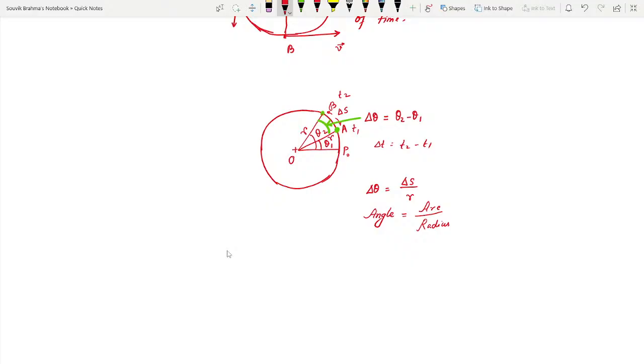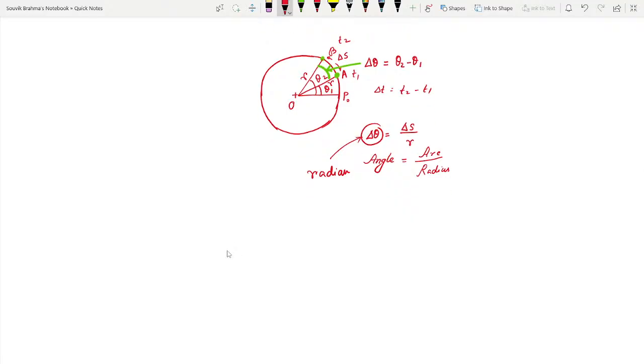Now, see what will be the unit of this angular displacement, that means this delta theta. The unit should be in radian. Radian. Okay, and this thing is actually a dimensionless quantity. Dimensionless quantity.